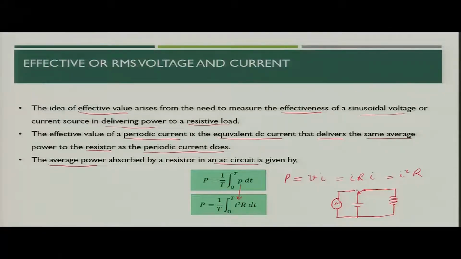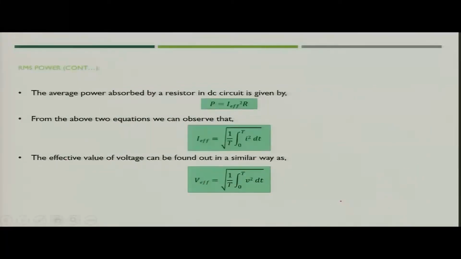First, if you are connecting to the AC source, that means the switch is at this side, then what would be the average power? Average power would be given by this particular equation. Now, instead of AC, if you are connecting that element to DC, you will get another value of average power, which would be absorbed by the particular element. In this case we have the resistor, but the source is DC.